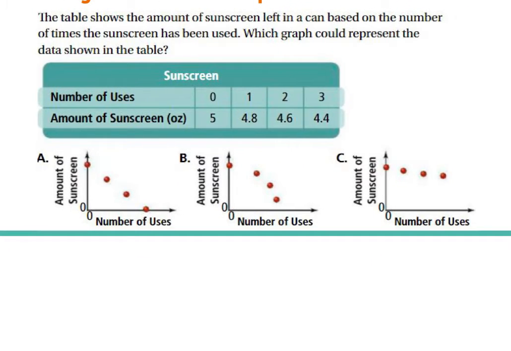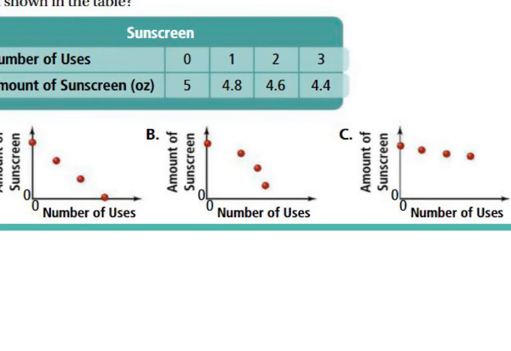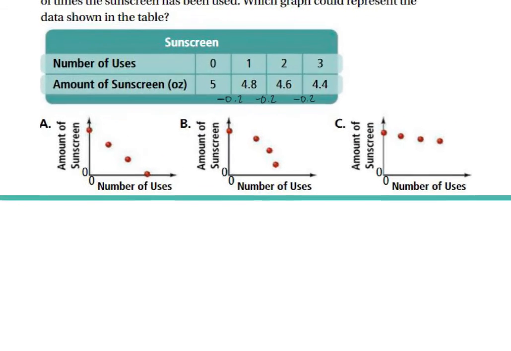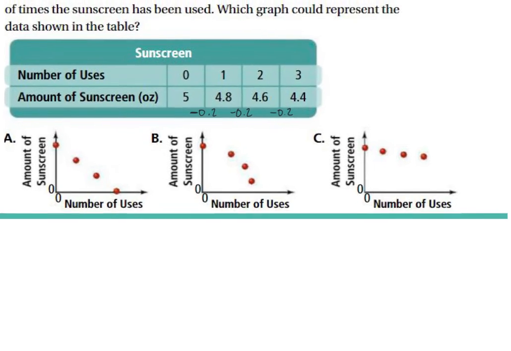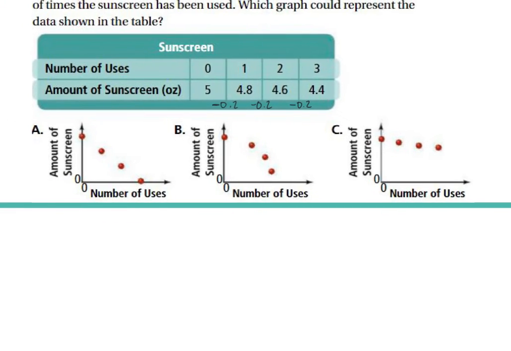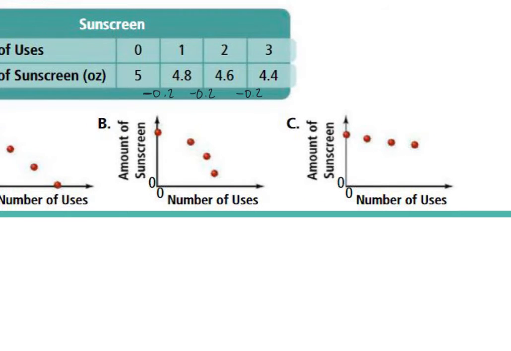Going from 0 to 1, we go down 0.2. To go from 4.8 to 4.6, we also went down 0.2. And then 4.6 to 4.4, we went down 0.2. Okay, so each time it's going down 0.2. So this is going to be a linear example, okay? That means that it should lie in a line.